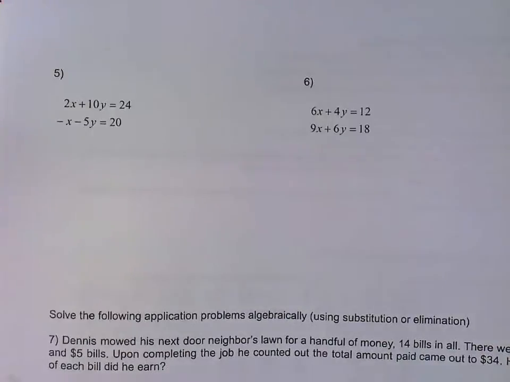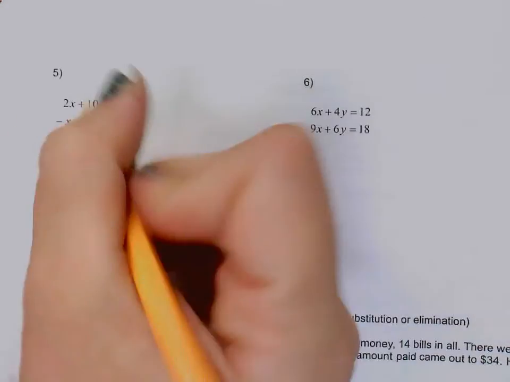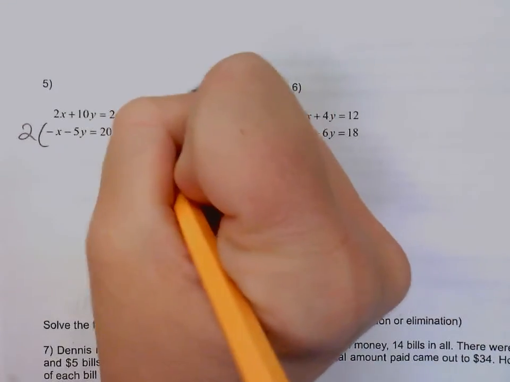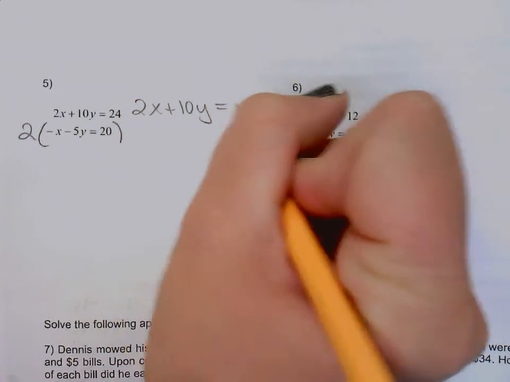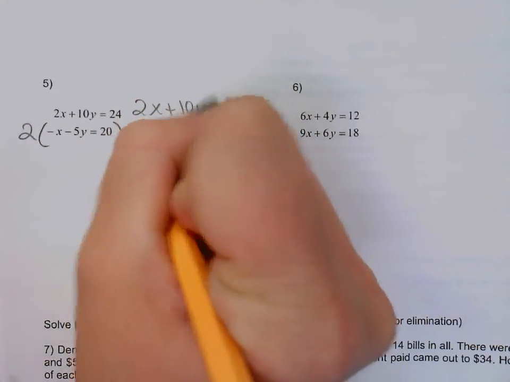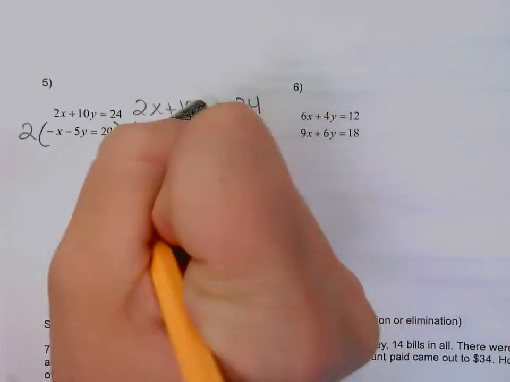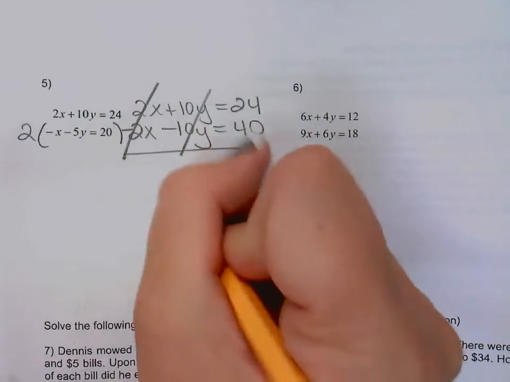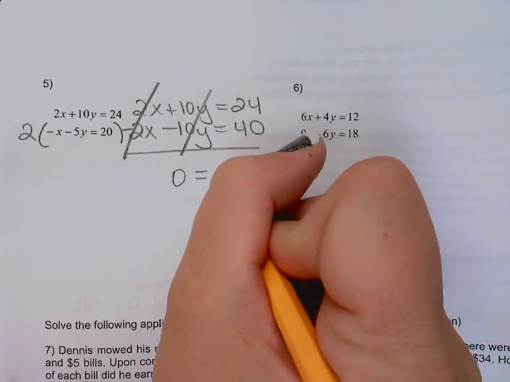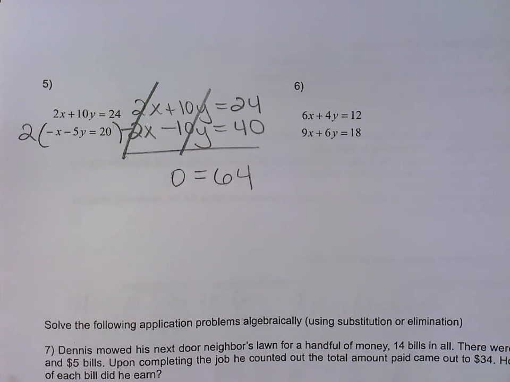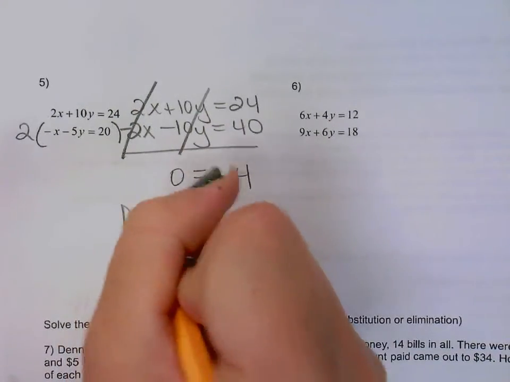5, most of you should have finished number 5. Did you multiply the bottom equation by 2, I hope? So 2x plus 10y equals 24, negative 2x minus 10y equals 40. Gone, gone. 0 equals 64, question mark, right? Is that what you got? No solution.